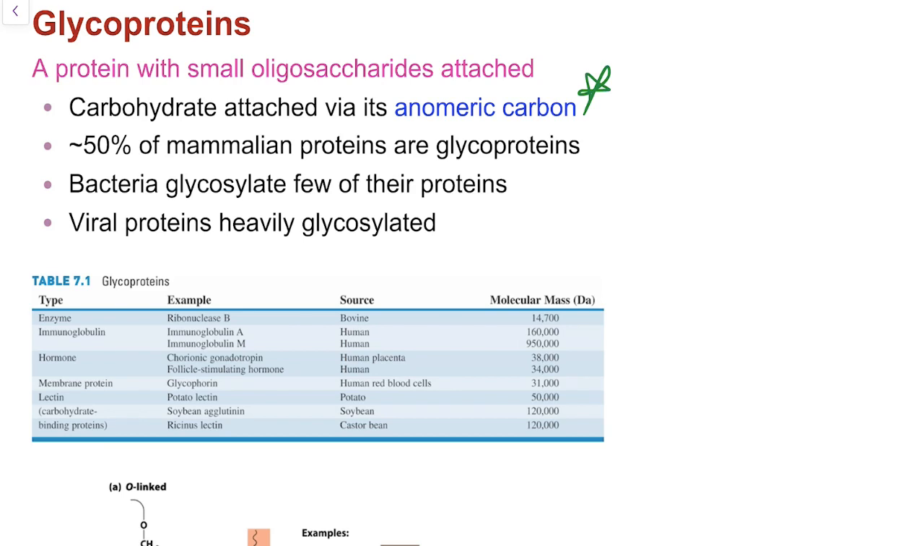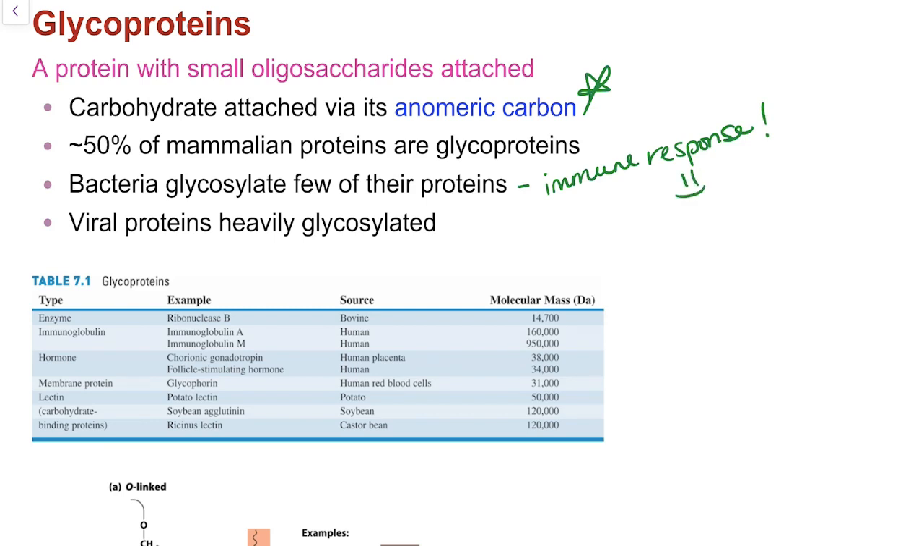Bacteria, for the most part, have very few of their proteins that are glycosylated. And because of this, we are able to identify the pathogen and mount an immune response effectively against it. And so, effective immune response, people live and we're happy.